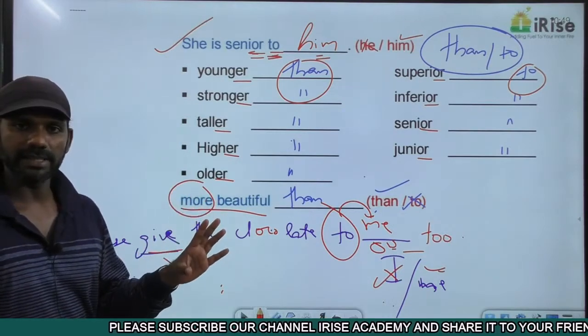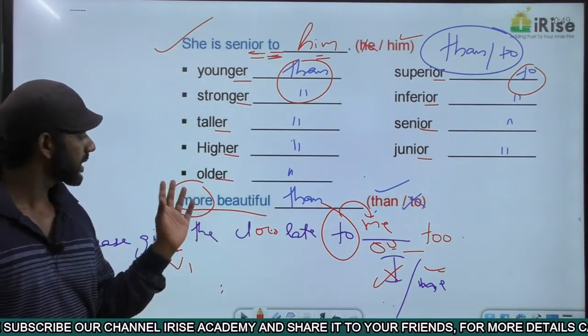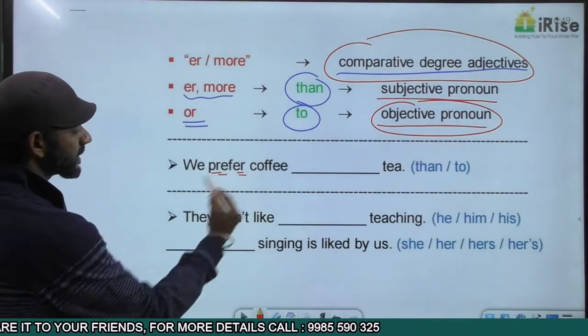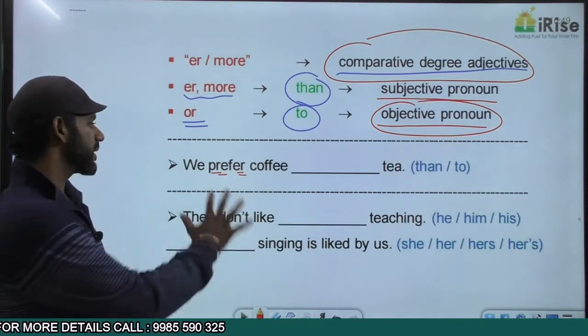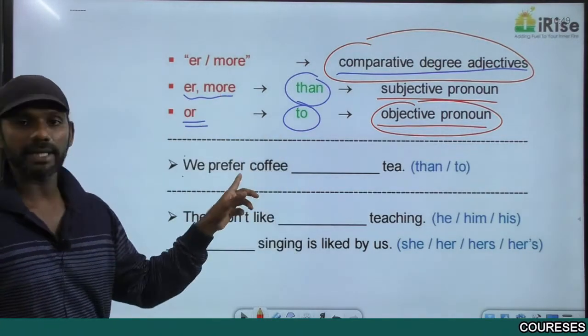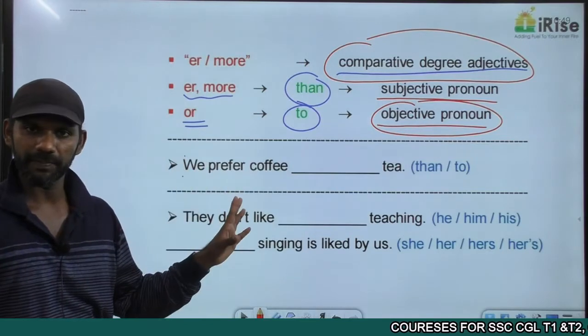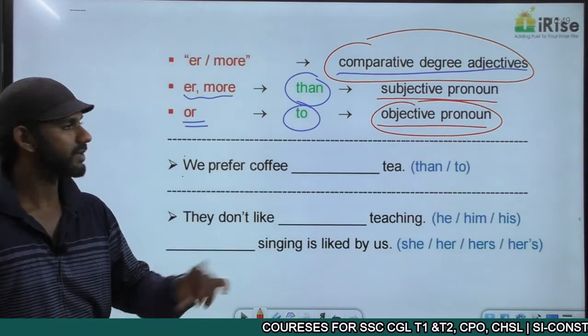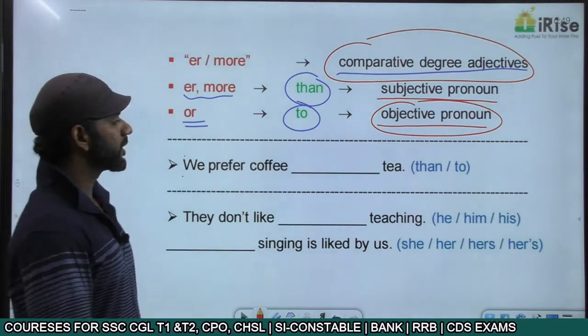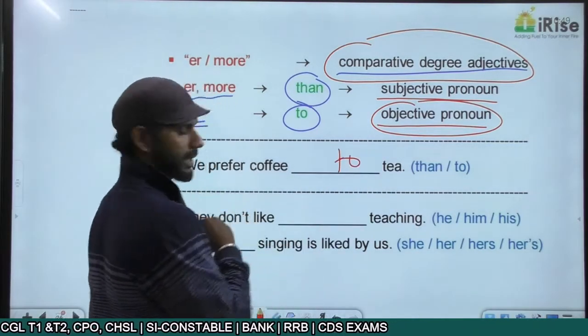Taller is tall plus ER. Higher is high plus ER. Older is old plus ER. Is there anything like pref plus ER? No. So prefer is not a comparative degree adjective. So this rule is not applicable on the word prefer because it's not a comparative degree adjective. This rule is only for comparative degree adjectives. We prefer coffee to tea.